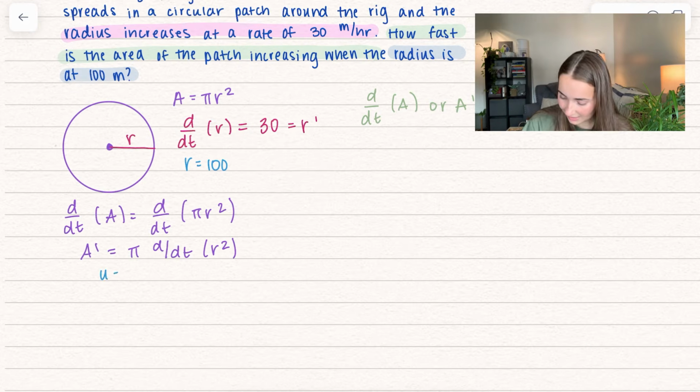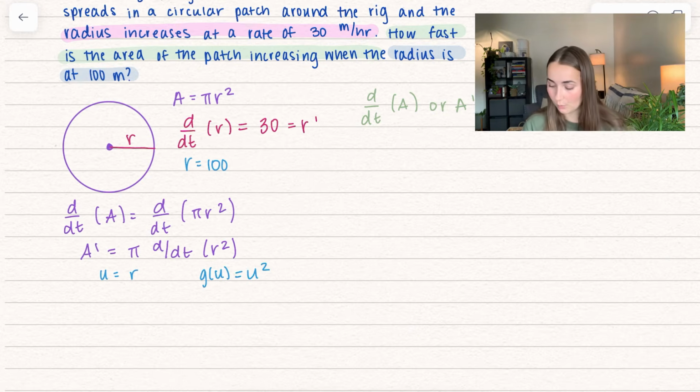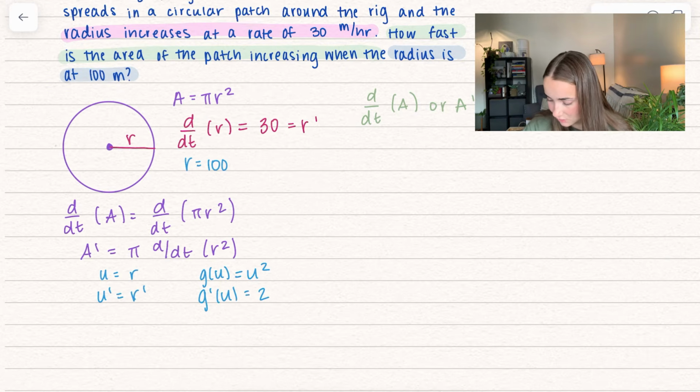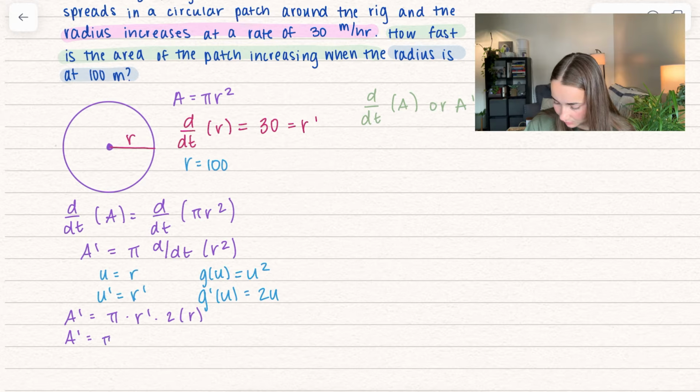And so my inside u is going to be r. And that means my outside is going to be u squared. That's going to be the power of 2. And so now when I take the derivative of r, I get r prime. And when I take the derivative of the outside, I get 2u. So let's go ahead and plug that in. So I get a prime is equal to pi times. Now I get u prime, so r prime. And I'm going to multiply that by g prime of u. And I'm going to plug u back in, so I get 2r. So when I write that out nicely, I get a prime is equal to pi times r prime times 2r.